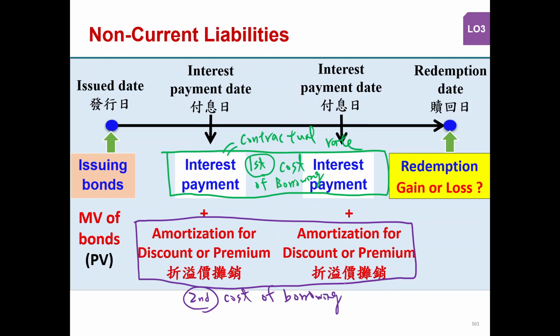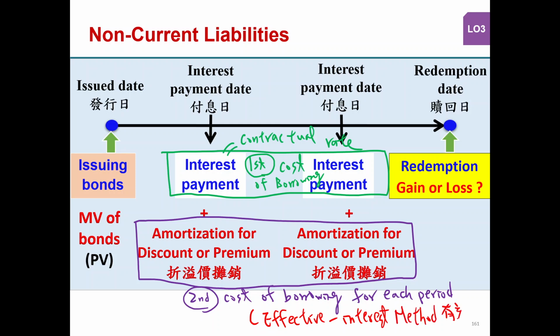We want to find out our second cost of borrowing for each period. We use the effective interest method, 有效利率法. Okay, so that's the contents we've done already. Today, we want to discuss the last one. So what's the last one?